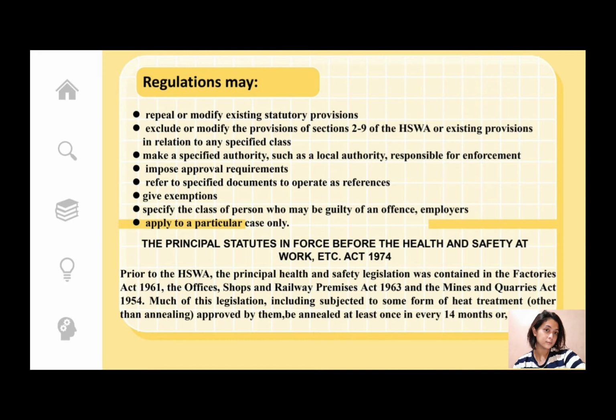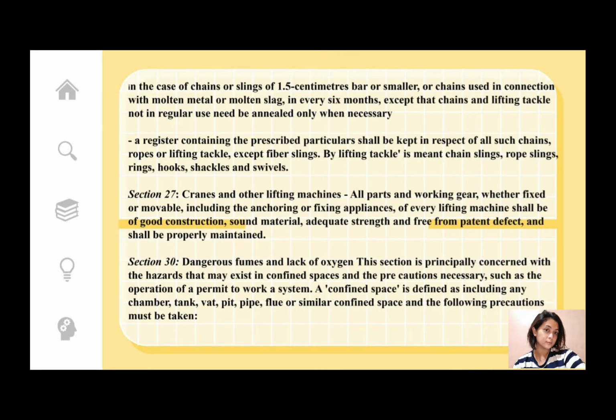Much of this legislation, including chains subjected to some form of heat treatment other than annealing, approved by them, must be annealed at least once every 14 months, or in the case of chains or slings of 1.5 centimeters bar or smaller, or chains used in connection with molten metals or molten slag, every 6 months, except that chains and lifting tackle not in regular use need to be annealed only when necessary or need to be heated.